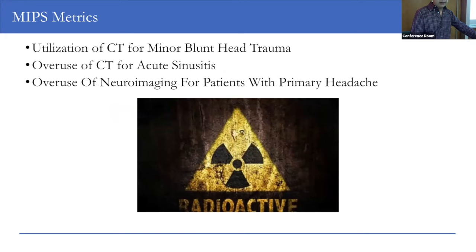So for MIPS, for emergency medicine, some of the metrics focus on the use of radiological studies, so CT scan for minor head trauma, acute sinusitis, and neuroimaging for primary headache. One thing I thought was interesting, by primary headache, they mean headaches that are not caused by an underlying medical condition, but frequently we get the tests or the imaging to determine that it's not. So I'm not really sure exactly how they're going to judge that.